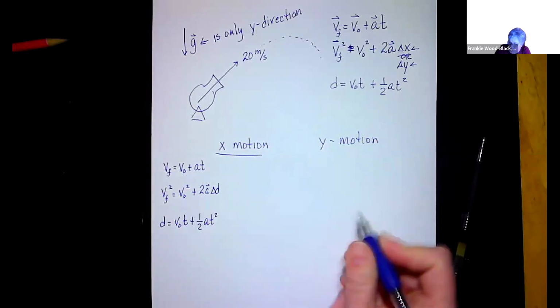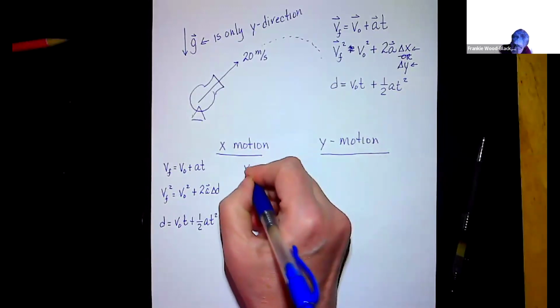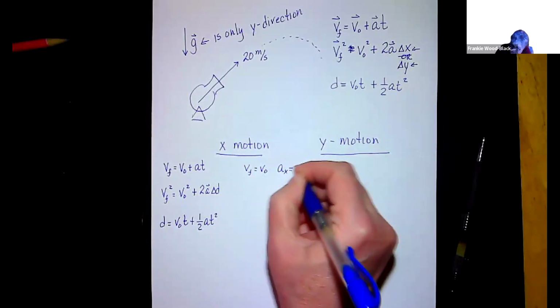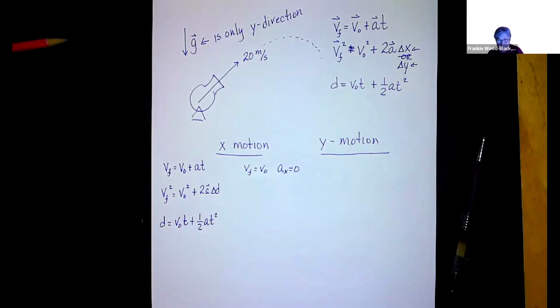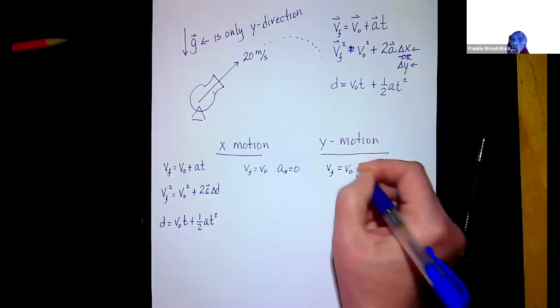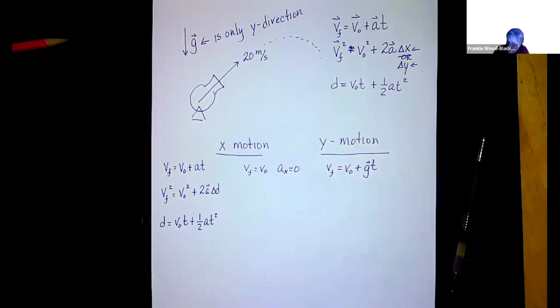My X motion and my Y motion equations are going to be different. This is just going to say my final velocity is equal to my initial velocity because my acceleration in the X direction is equal to 0. But over here, I get my final velocity is equal to my initial velocity plus my acceleration due to gravity times time.